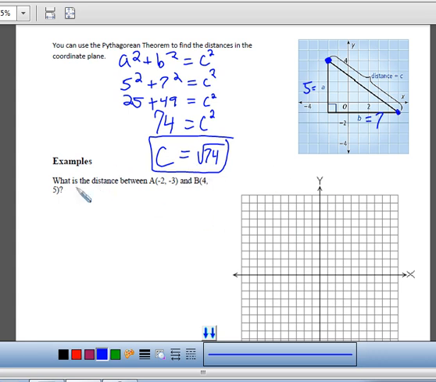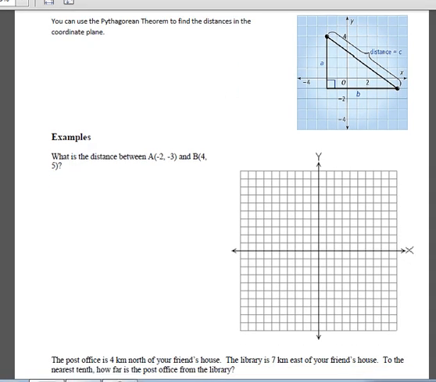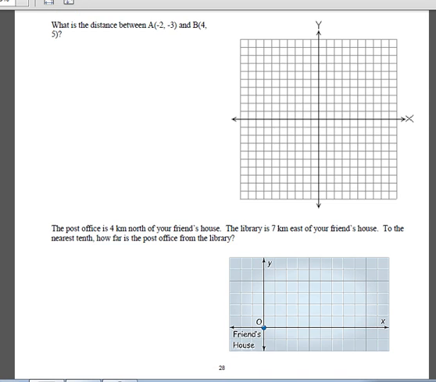Here we go. What is the distance between point A, which is at -2, -3, and point B, which is at 4, 5? All right, I'm going to clear the screen again, so if you want to copy this down, pause the video, move it up so we can see everything we're going to work on here.